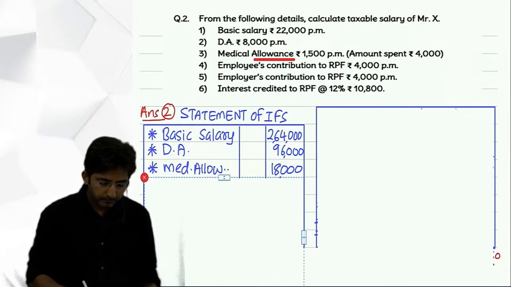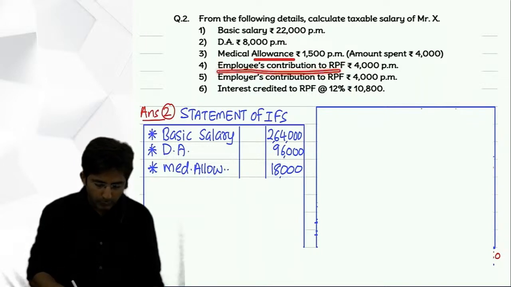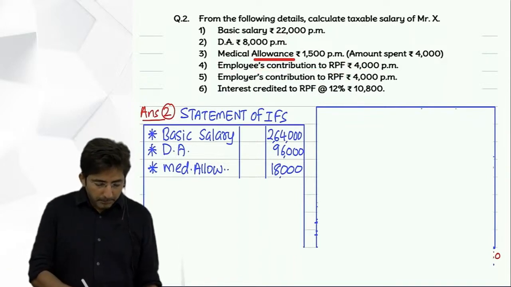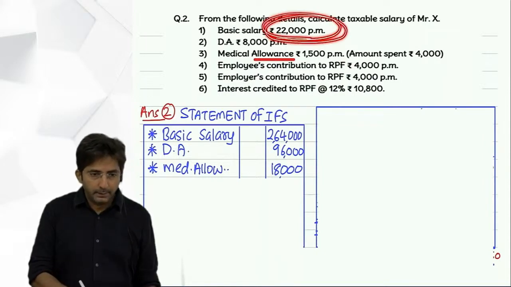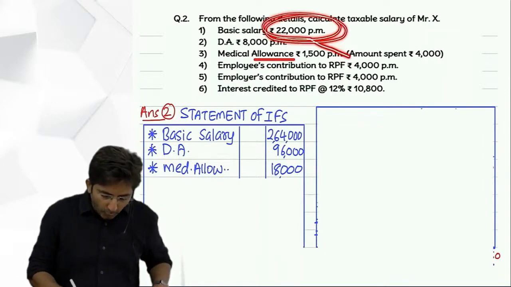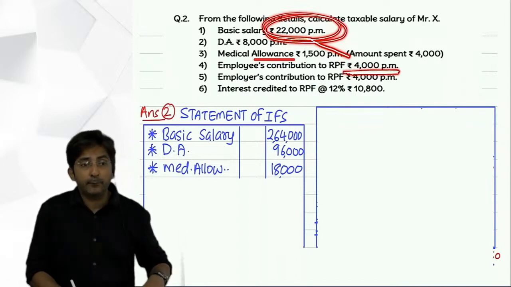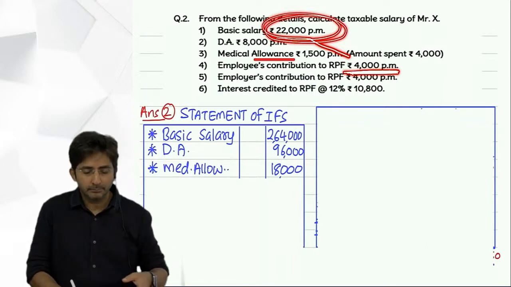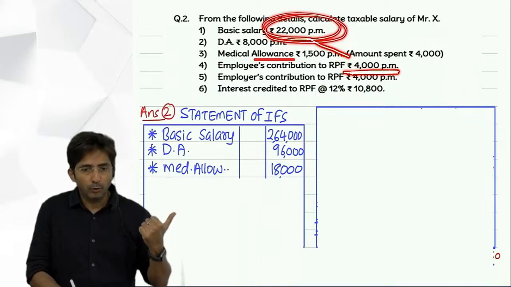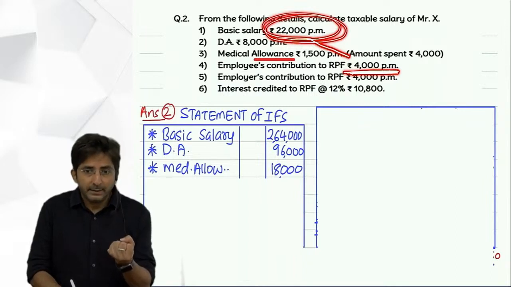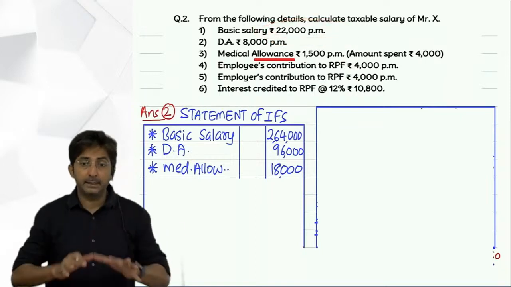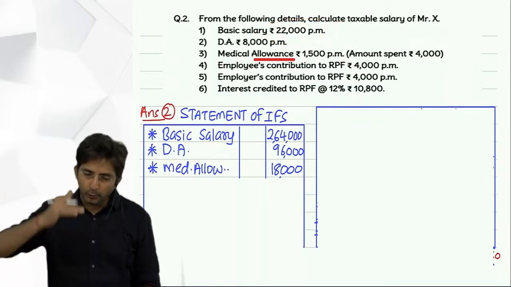Then, employee's contribution to RPF. Ignore. Employee's contribution, what did I explain? You have to ignore it. Why? Because employee's contribution comes from basic only. In real life, employee's contribution of 4,000 must have been deducted from that 22,000. An employee in his hand should have got only 18,000. How did I get 18? 22 minus 4. Because 4,000 is provident fund deduction. But this 22,000 is before deducting, it is a gross amount. And whenever the problem is silent, you have to assume it is gross only.